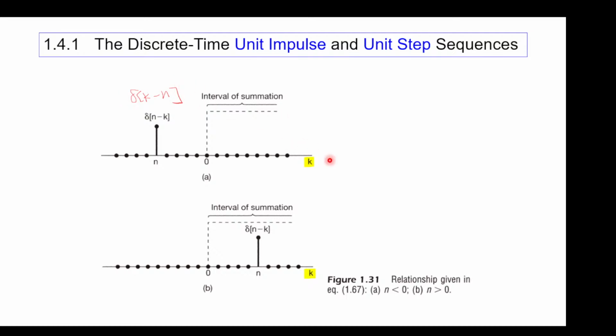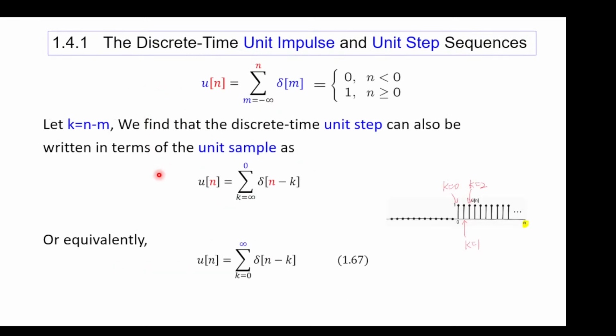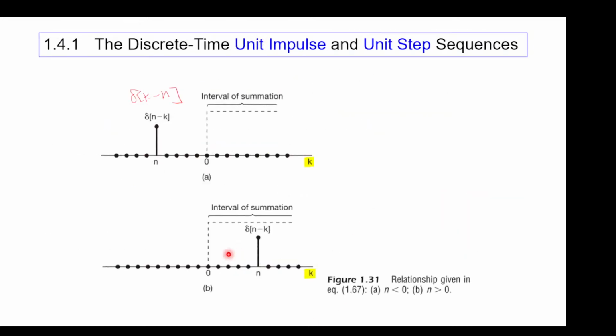And so delta of k minus n, if you plot it as a function of k, is a unit impulse at n here. Once again, you are thinking of this like an integral. So you draw this picture with k here, and you have delta of n minus k, or delta of k minus n, at this n point here. Then the summation is from 0 to infinity.